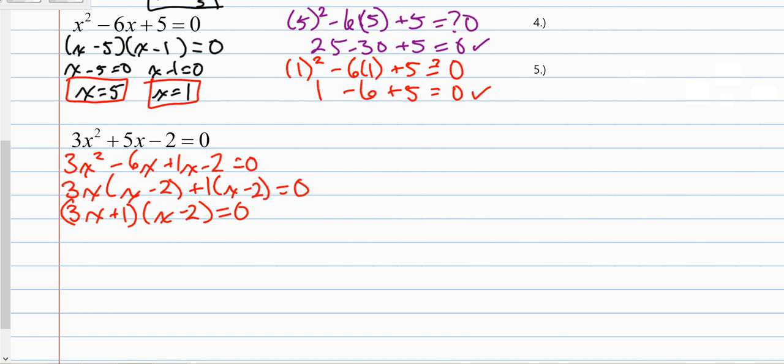Set each factor equal to 0. 3x plus 1 equals 0. 3x equals negative 1. X equals negative 1/3. For the other factor, if I've got an x minus 2 equals 0, x will equal 2.